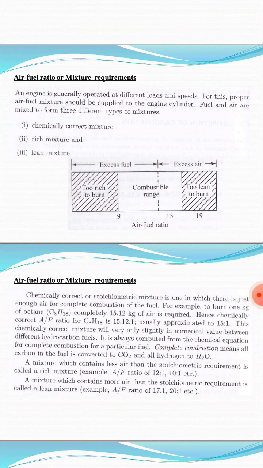The mixture which contains less air than the stoichiometric requirement is called a rich mixture. The mixture which contains more air than the stoichiometric requirement is called a lean mixture.